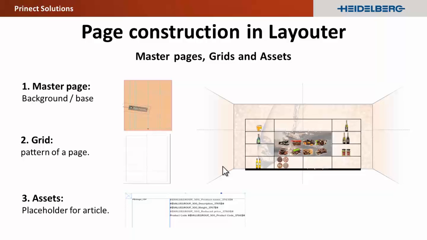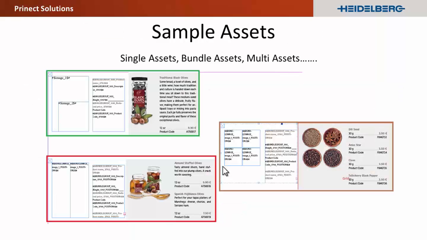articles in this rack. So whenever it comes to the layouter, we have our master page, the room, we have the grid, which is our rack, and we have these assets to fill the system with life, or the project with life. You can of course imagine that there are different possibilities of assets. For example, single assets, here you can see, which is just one part of olives. We can have bundle assets with 2 in it, or bundle assets with 4, 6, 8 in it, or also multi-assets, where you fill different articles from different parts in it, are possible.